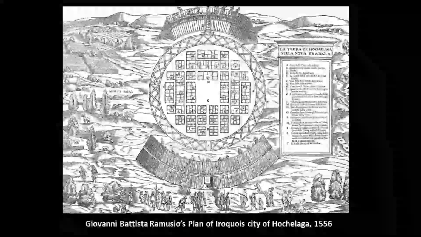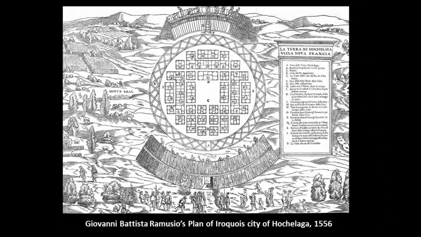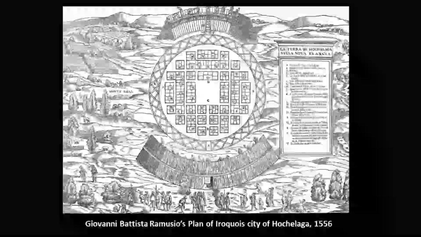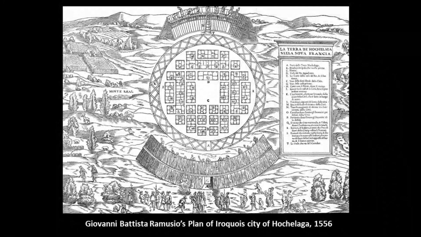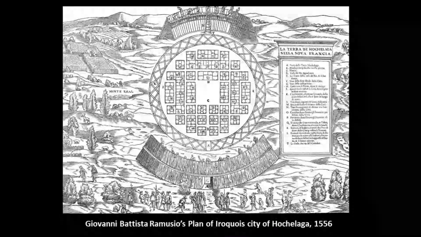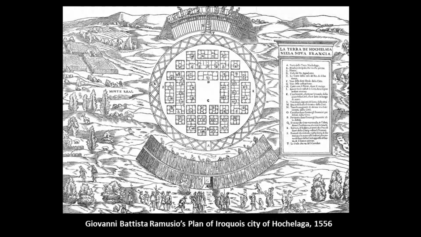But let's now jump up to the land of the Iroquois. So here is another map, a diagrammatic one, an Italian one, that is telling us about the Iroquois city of Hochelaga, which will later become the site of Montreal. But what he's telling you here in this map, and again, this is why the diagrammatic is so important, is he's telling you that there are multiple fortifications around this city.